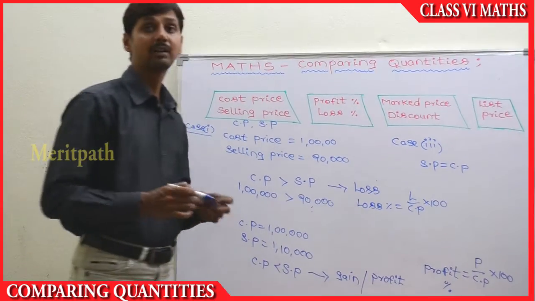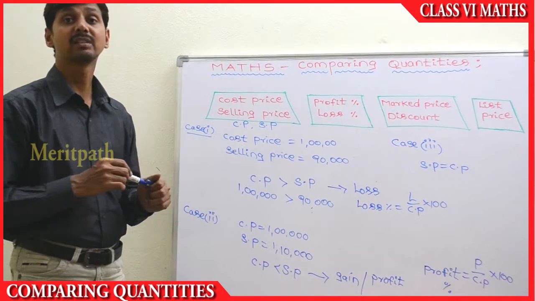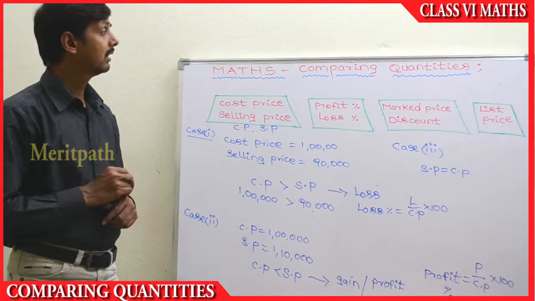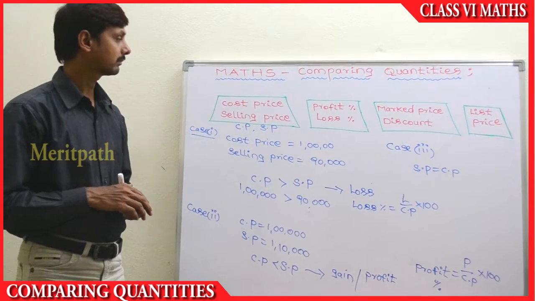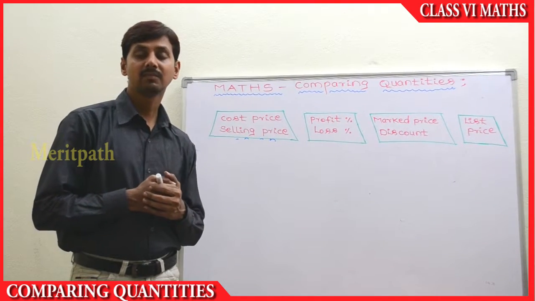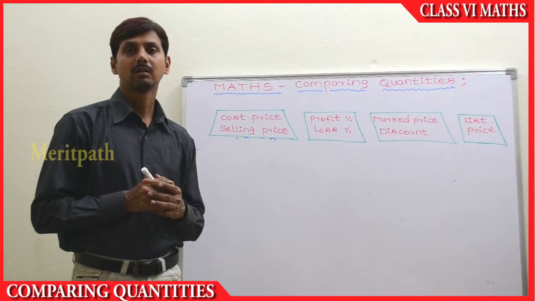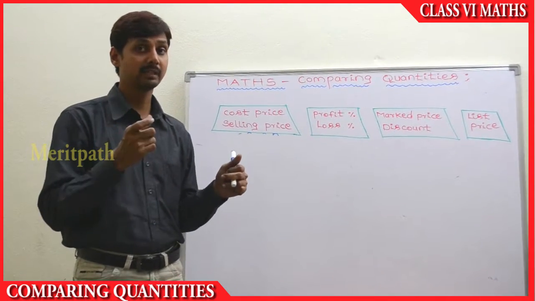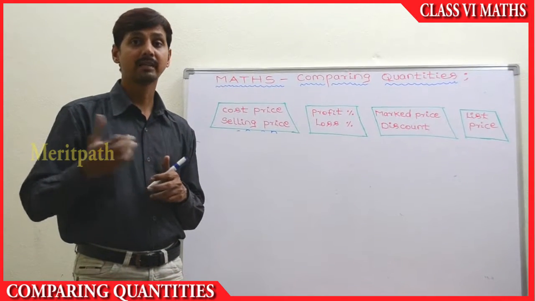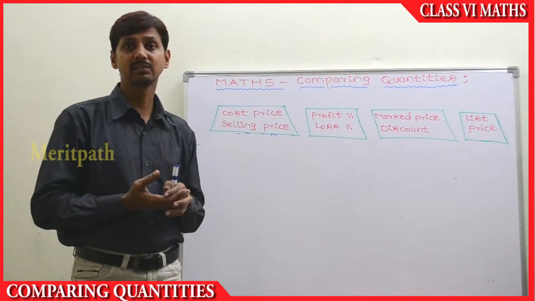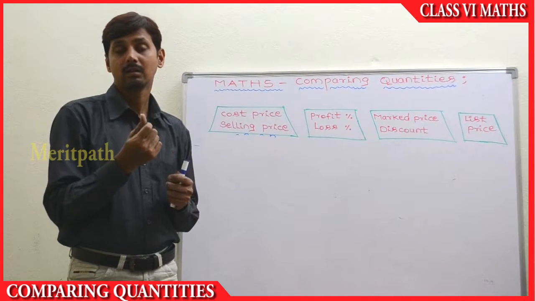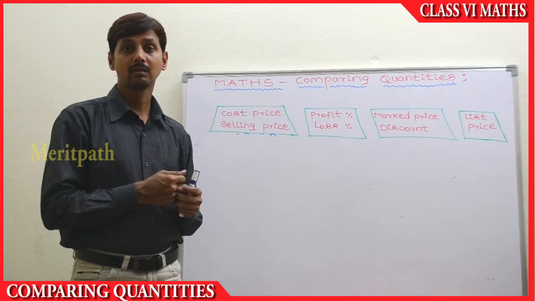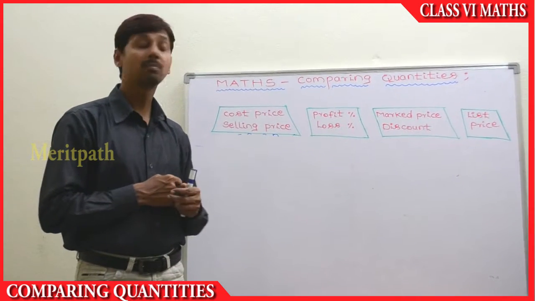So these are the formulae we use for loss percent and profit percent. And let's go to the next concept, that is mark price and discount. The cost of the things that is written on it, or printed on it as a tag, like in a supermarket we purchase, that is called mark price.